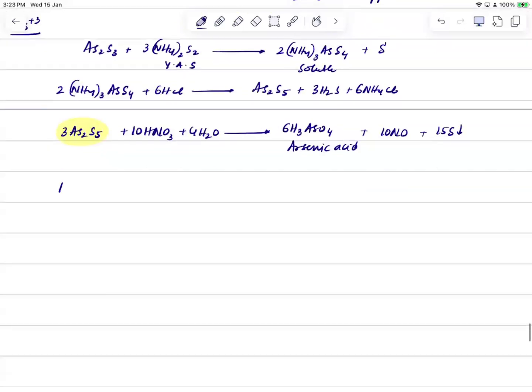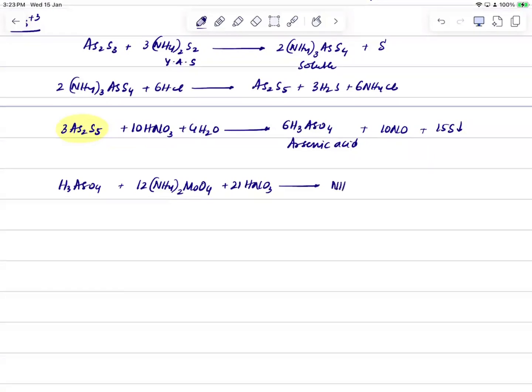Okay, and this is the confirmation reaction of the same with 12 moles of ammonium molybdate, with 21 HNO3, correct? That would give us ammonium arsenomolybdate, (NH4)3[As(Mo3O10)4]. So this is ammonium arsenomolybdate, which is a yellow precipitate. This is a confirmation for arsenic. Clear?